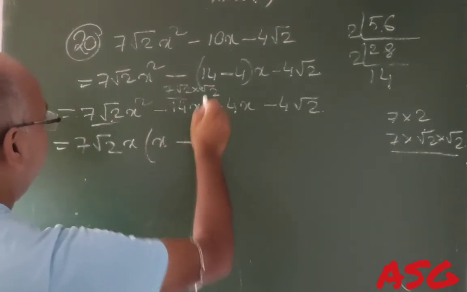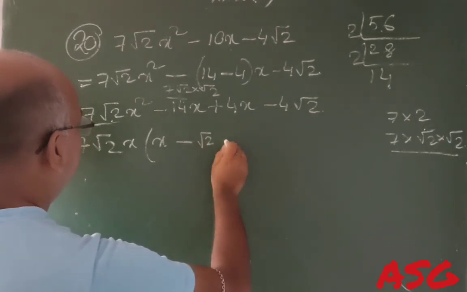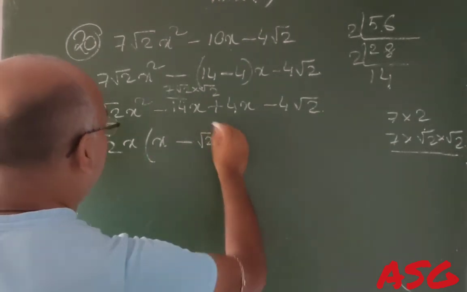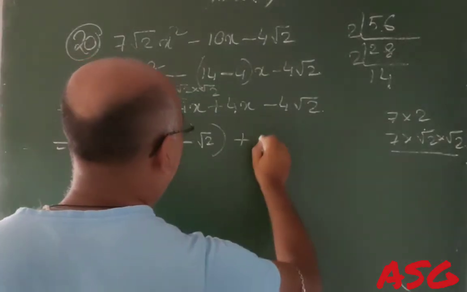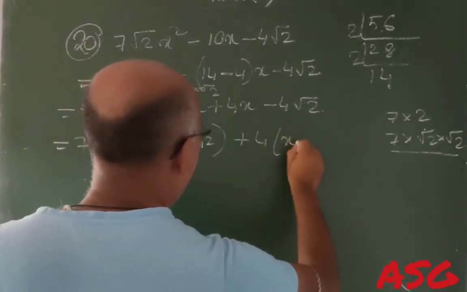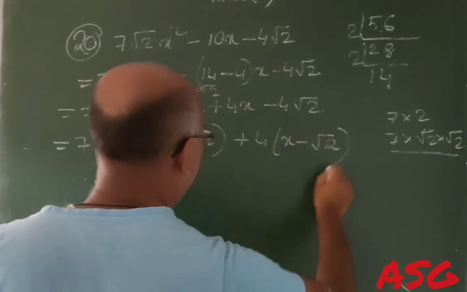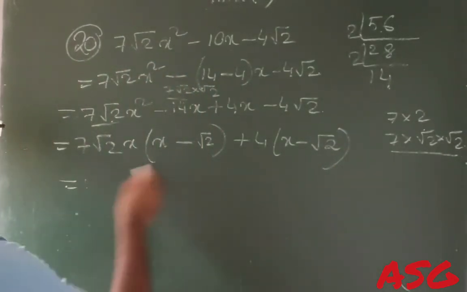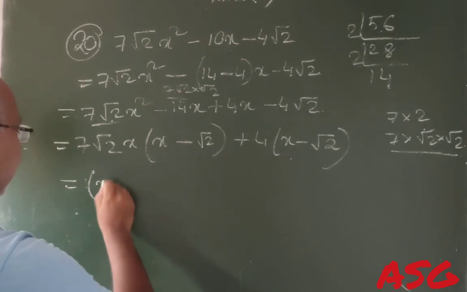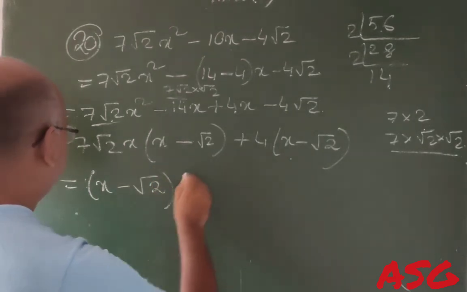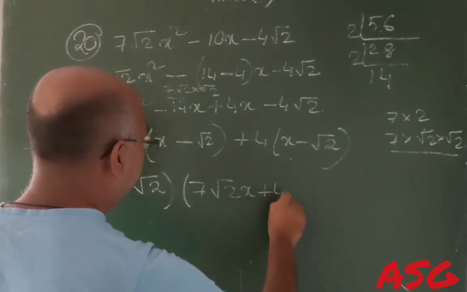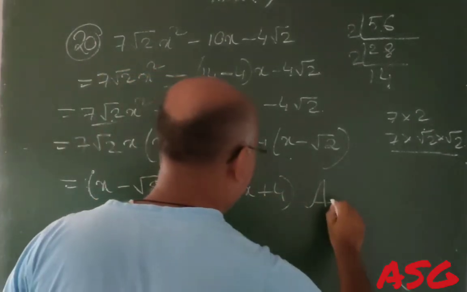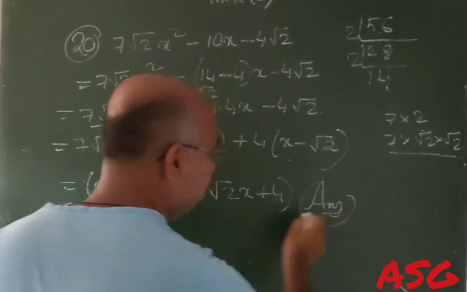What is left out here? Root 2. So I can write here root 2. X is already common. Plus, what is common out here is 4. What is left out? X minus root 2. Now see, inside is same. X minus root 2, I can take it as common. And what is left outside is 7 root 2 x plus 4. This is your answer.